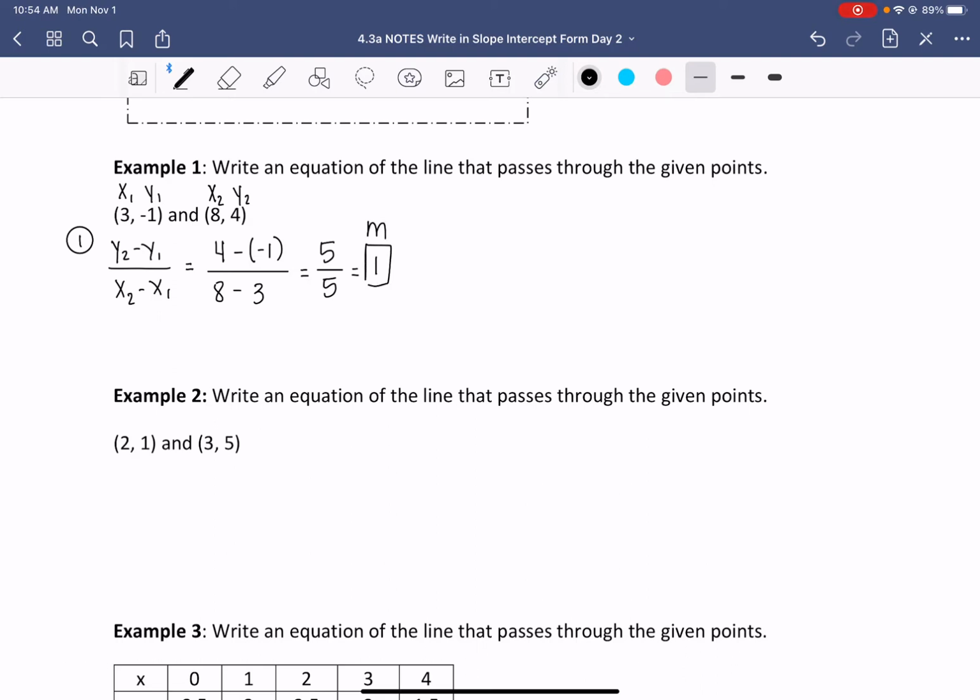So our slope is 1. Once you have a slope, all you need to do is plug in one of the points that you have. So I'm going to use (8, 4) because they're both positive. You can use (3, -1). It'll work just the same, but if I have a chance to stick with positives, or if one of the ordered pairs has a 0 in it, I'm going to use that. Those are easier to use. So we're going to use (8, 4), and that's our x and our y value.